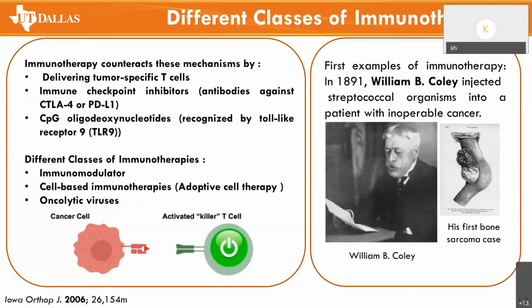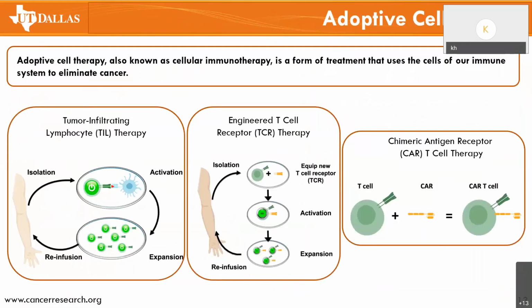I'm going to explain each of the available immunotherapy methods. One method is adoptive cell therapy, known as cellular immunotherapy. It's a form of treatment that uses the cells of our own immune system to remove the cancer. Some of these approaches involve directly isolating our own immune cells and simply expanding their number, but others involve genetically engineering our immune cells to increase their anti-cancer capability. There are different types of that, and one is tumor infiltrating lymphocyte therapy. So I'll briefly explain each of these.